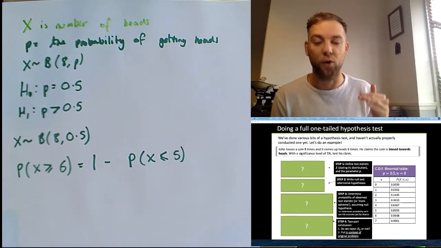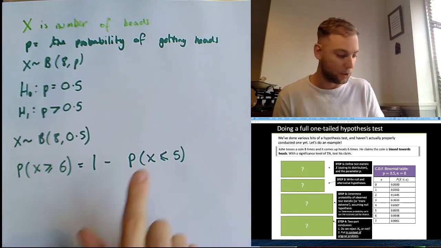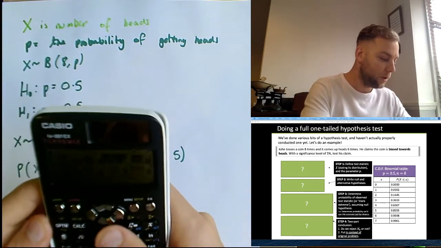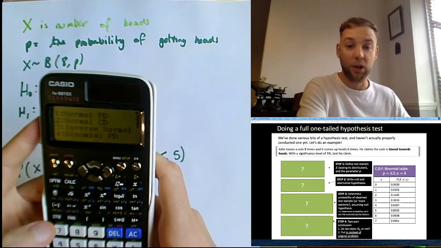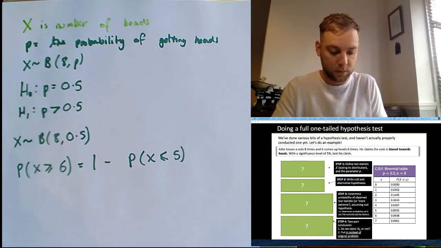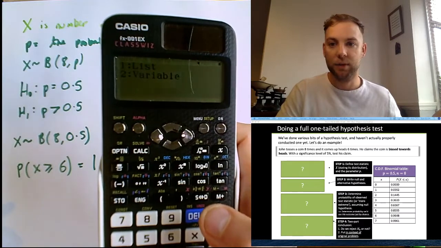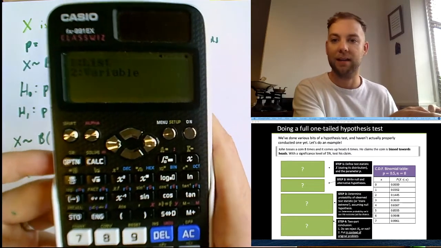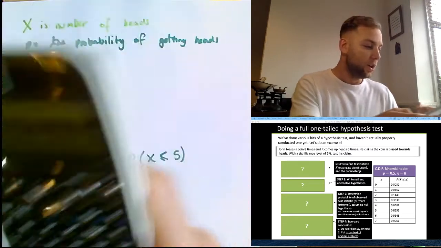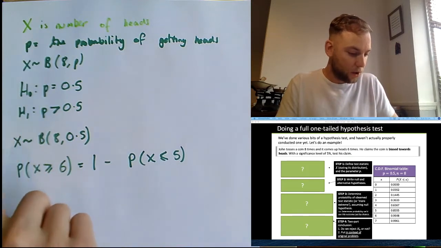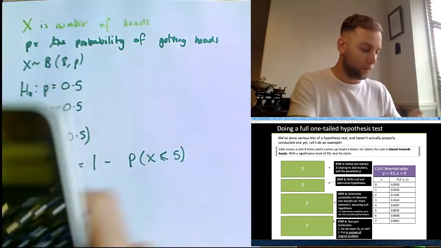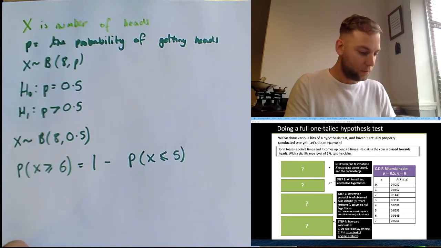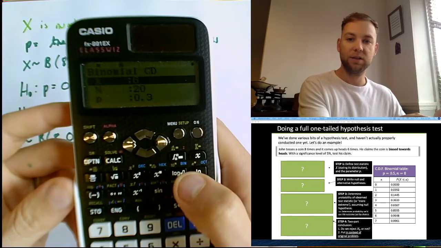We were using lists before to look at the critical regions, but in this one, because we're only looking at one value, we don't need to use the list. I can go to distributions, then binomial CD, the cumulative distribution. I only need one variable in this case.